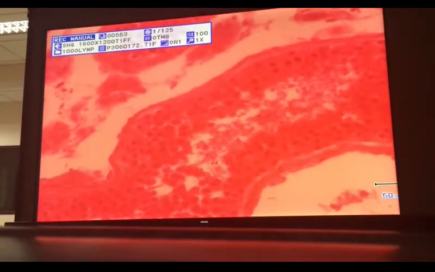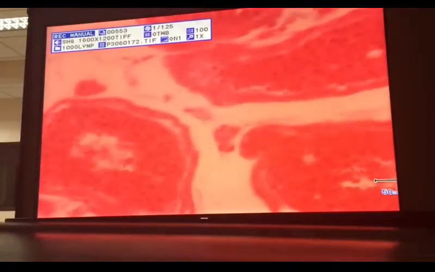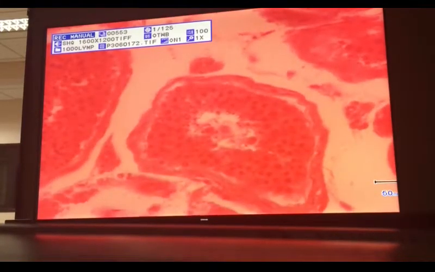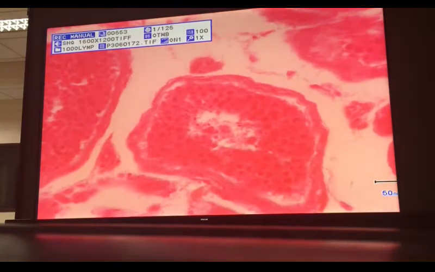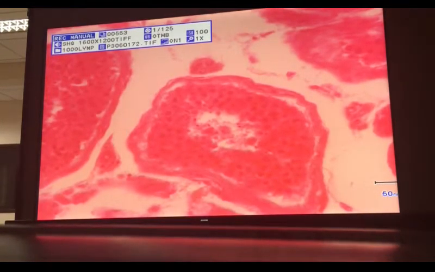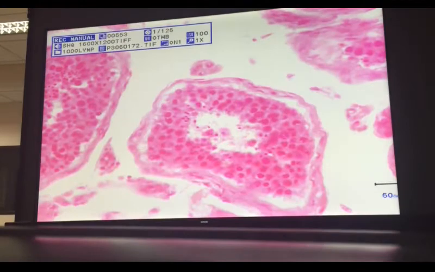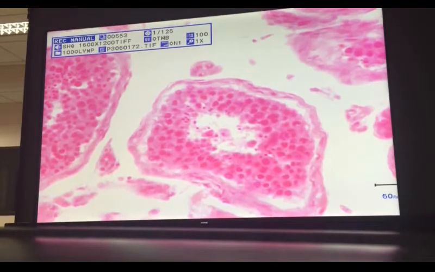LH or... there are two types of gonadotropins, LH and FSH. So that is a group of what cells? Interstitial cells of Leydig, outside of the tubules. Okay.